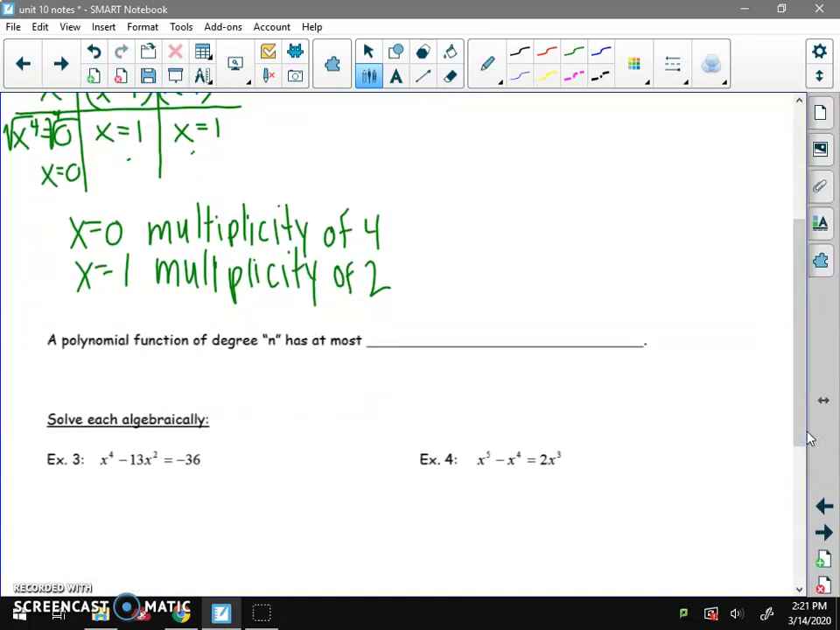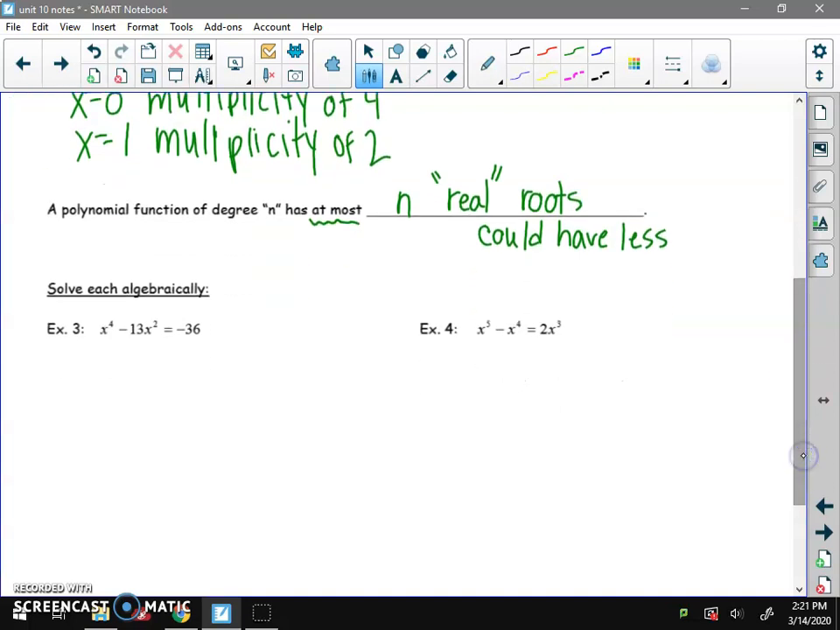Okay, so what we're going to say is a polynomial function of degree n has at most, and this is really, really important, at most n real roots. We're not talking about imaginary roots, we're talking about real roots. Now, we could have less, and that would be due to the multiplicity. Or some maybe imaginary roots, which we're not going to see today, but you could have imaginary roots. So the most it can have is n. If it's degree 5, the most it could have is 5 real roots. If it's degree 3, the most it could have is 3 real roots.